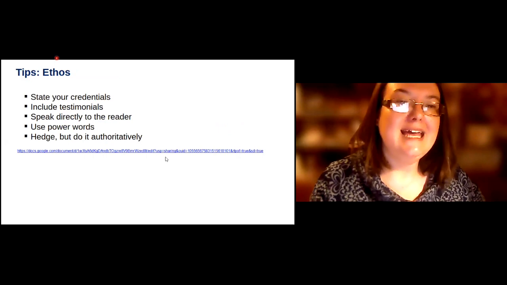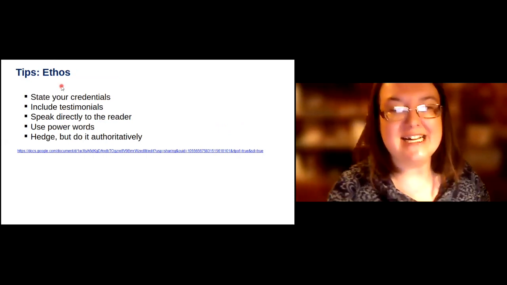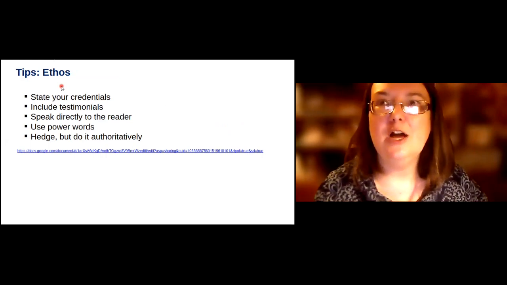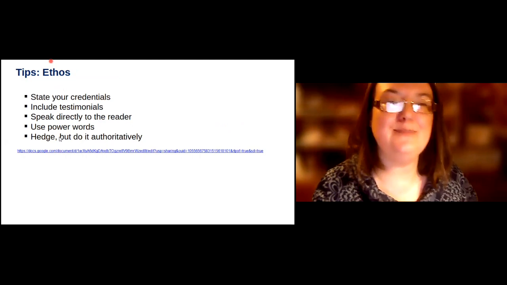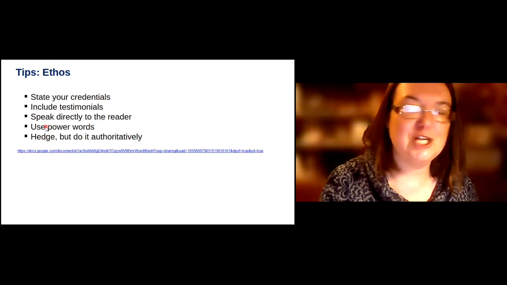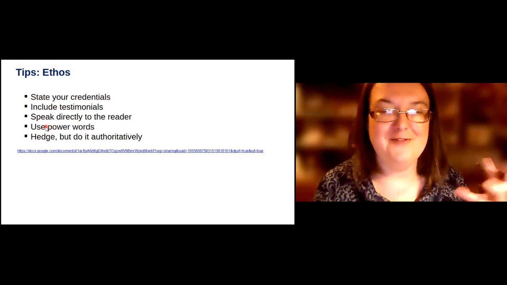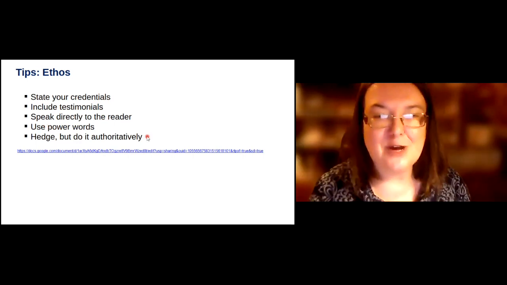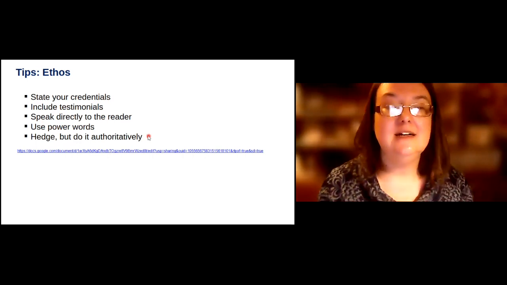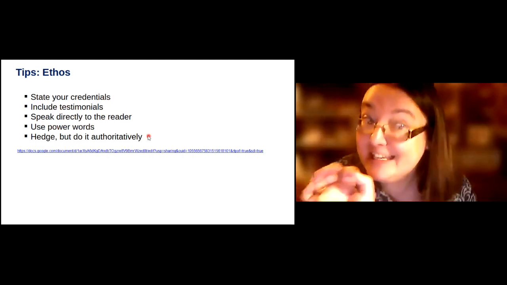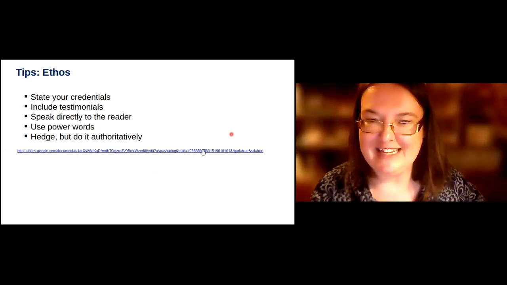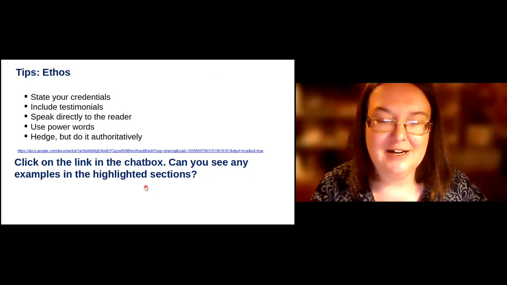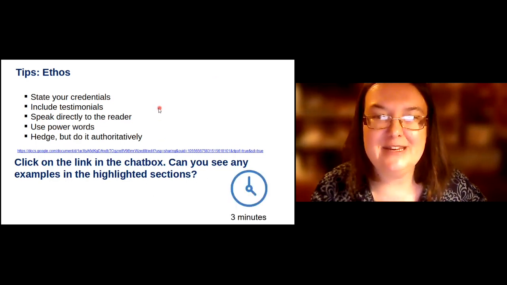Okay, so ethos is what we're talking about here. Character, being an authority, being reliable, basically. See if you can find any examples of showing credentials, although to be honest, there are going to be fairly a lot of those, including testimonials, maybe speaking directly to the reader, using power words carefully, maybe, but still using them, and hedging authoritatively. So I'll give you again about 3 minutes to have a little look through our green sections.